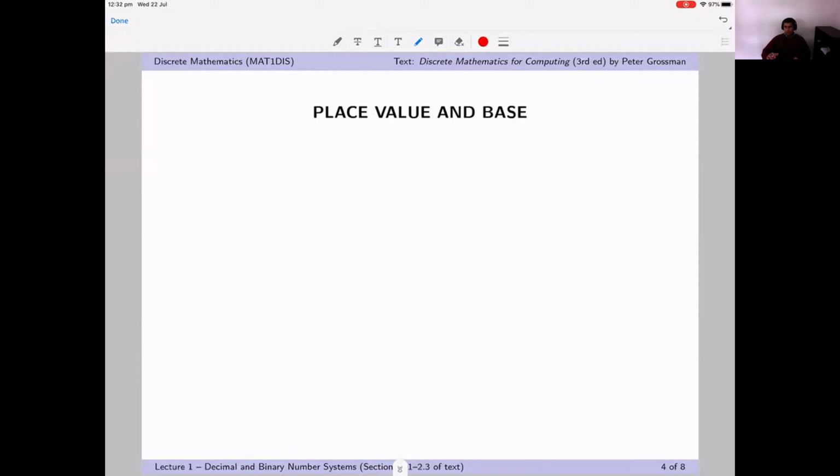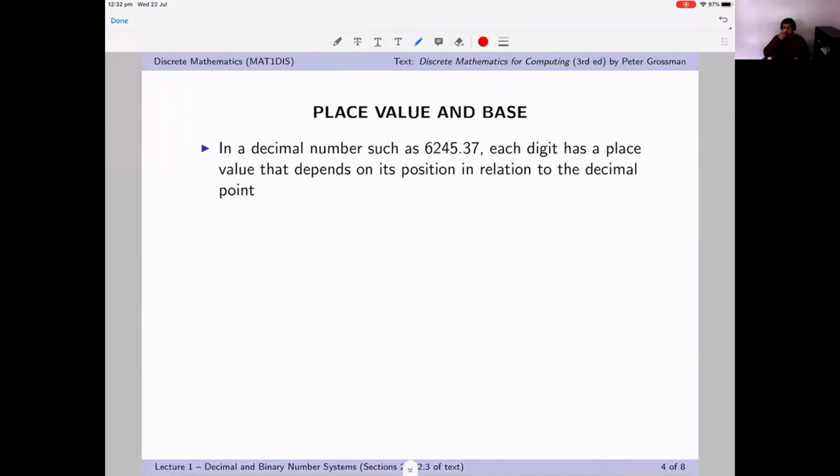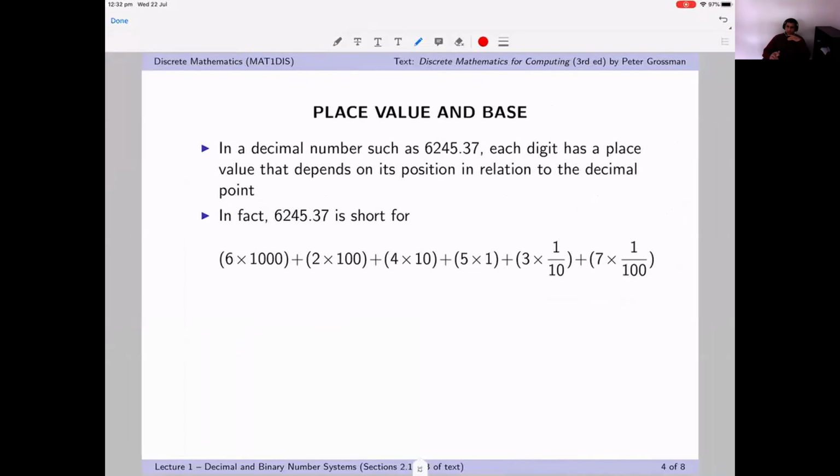we start with place values and base. In a decimal number such as 6,245.37, each digit has a place value, and that depends on its position in relation to this decimal point. Okay, so we can write this number as there are 6 thousands here, there are 2 hundreds, there are 4 tens, and 5 units. Okay.